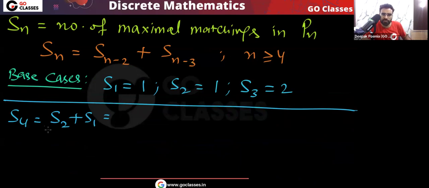So now we can find what is S4. S4 will be equal to S2 plus S1. You just have to apply this recurrence relation. What is S2? 1. S1, 1. So it will be 2. S4 will be equal to 2. What is S4? This is the number of maximal matchings in P4, and that will be 2.